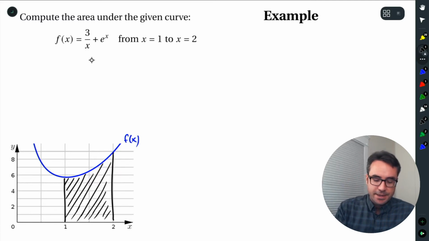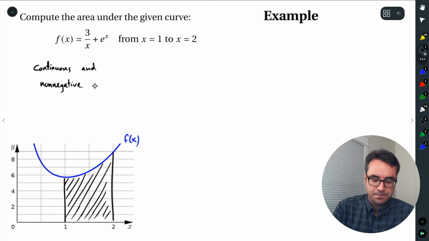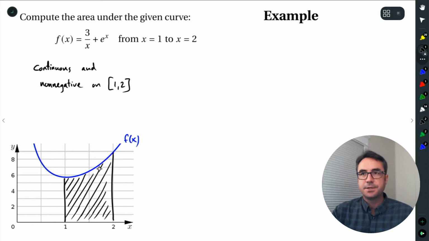All right, so one thing to note is this function, 3 over x plus e to the x, is continuous and non-negative on the interval from 1 to 2. It's continuous because for 3 divided by x, there's no division by 0 on this interval, and e to the x is always continuous. And then non-negative: on this interval, the x values are positive, so 3 over x is positive, and the exponential function e to the x is positive as well. So we're adding two positive numbers, so we get a positive. Another way to see that it's non-negative is that the graph is above the x-axis.